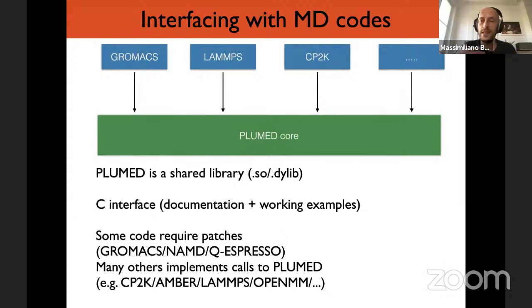Sometimes you need an external modification of the code, which we call a patch, that you can find in our library. For example, for GROMACS, NAMD, and other codes, you have to modify the code to enable PLUMED functionalities. For many other codes, the PLUMED patch is natively implemented in the source code, so you don't need to do basically anything to the source code. For example, CP2K, Amber, LAMMPS, or OpenMM natively support the use of PLUMED. So PLUMED is a standalone library, interfaced with these MD codes, and sometimes you need to modify the code to enable using this library.